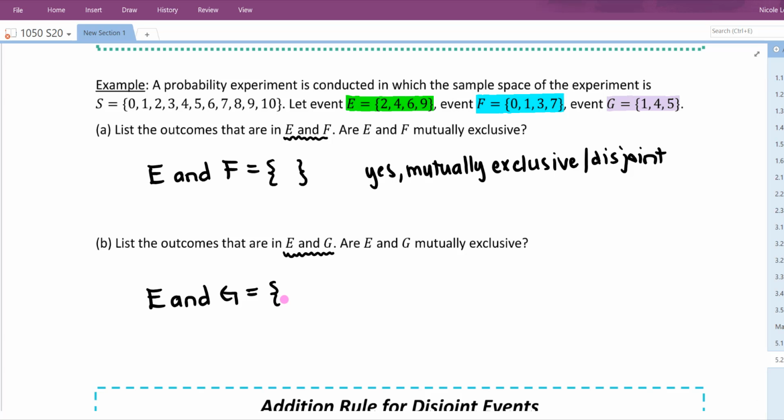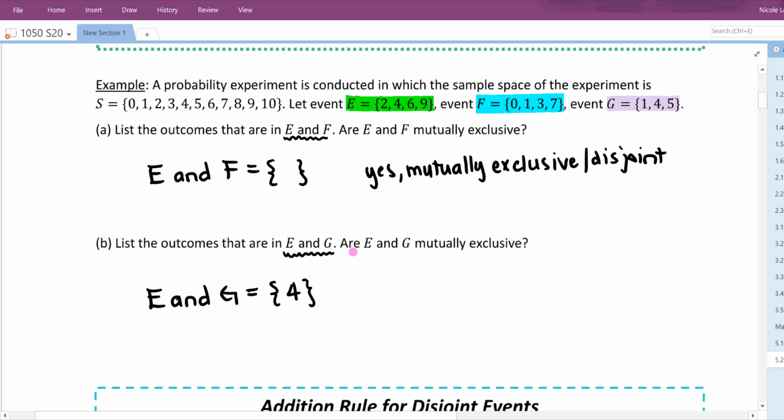Okay, so looking now at our events E and G, we again want to see what's in E and G, so what's in both of them, what they have in common. Looking at E and G, they do actually have something in common, and that's going to be the 4. Okay, so the 4 is in both E and G.